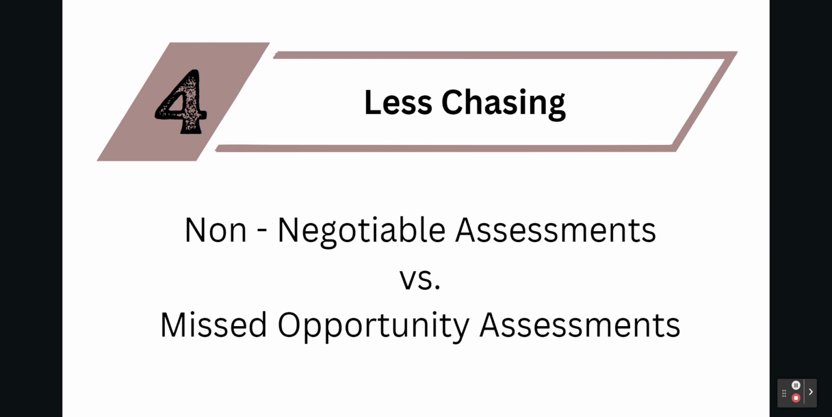Number 4, less chasing. Chasing after kids to complete missing work is no longer such a big problem. If a student misses a quiz or a small assignment, but the concepts are going to be covered again on another assessment, then this just becomes a missed opportunity. The student has missed the chance to show you what they know and to get feedback. Now, if the student wants to complete it, that's great. But it's less pressure on the teacher to have to track down a student and make sure that every little item always gets done. Now, of course, you'll still have some non-negotiable assessments. These are the ones that the student absolutely must complete. But the smaller ones, leave that responsibility to the students.